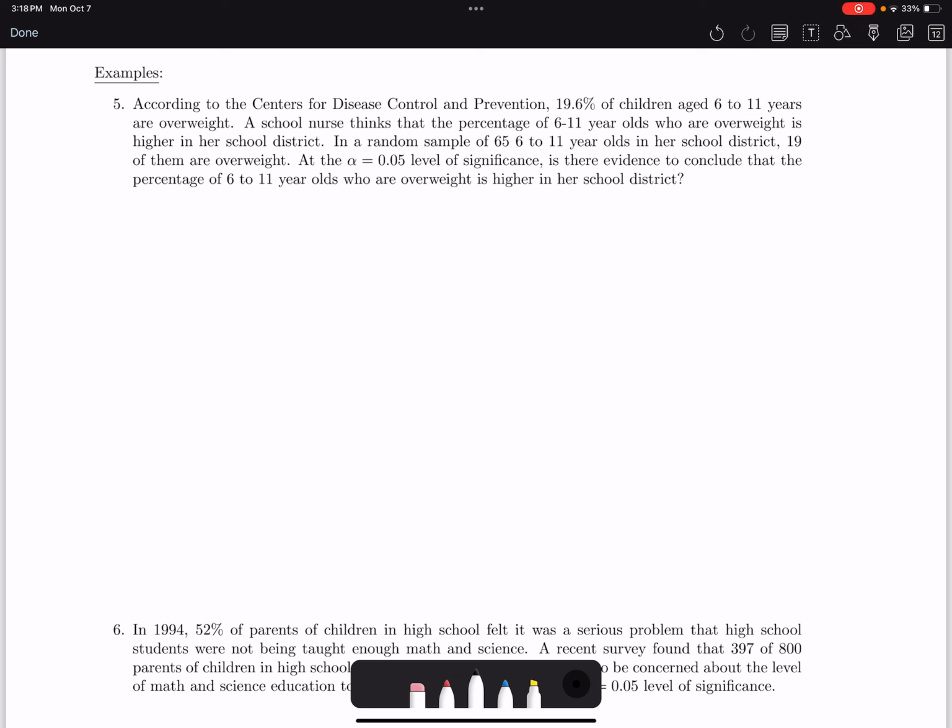Okay, well, let's see. We'll start off by stating the hypotheses. The null hypothesis is that the percentage is not higher in her school district. It's the same there as it is everywhere else, right? 19.6% of children are going to be overweight. The alternative is that she's correct, right? That the proportion of children who are overweight is higher in her school district. So those are our hypotheses.